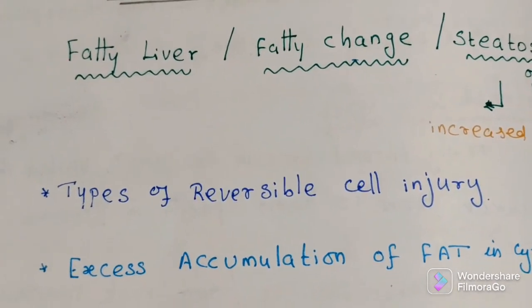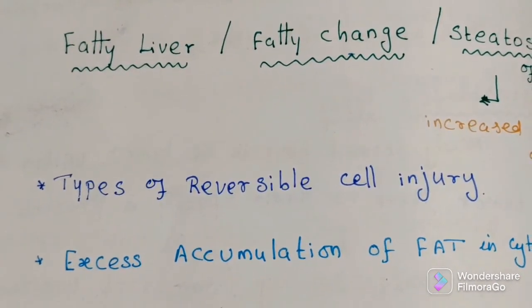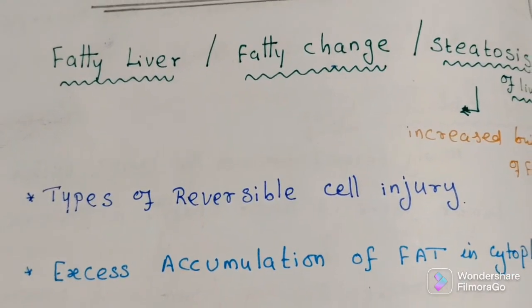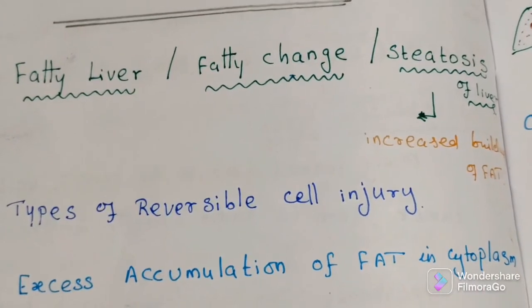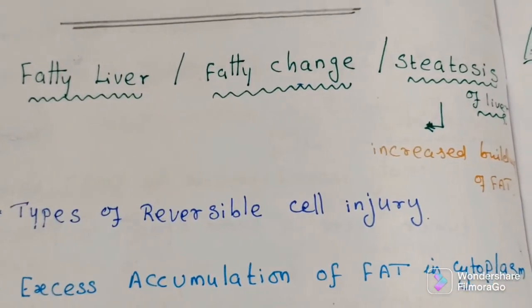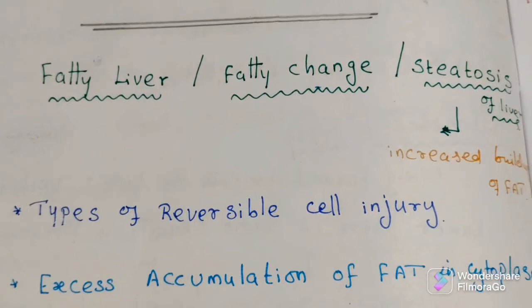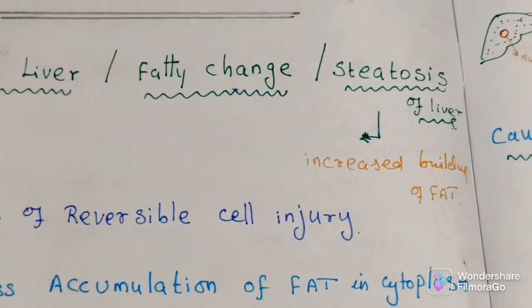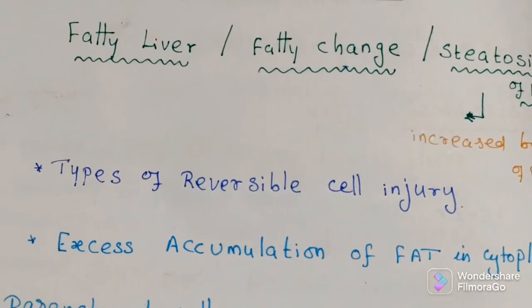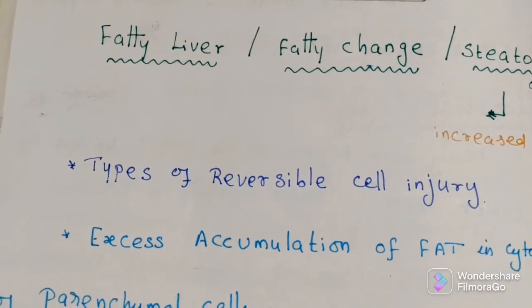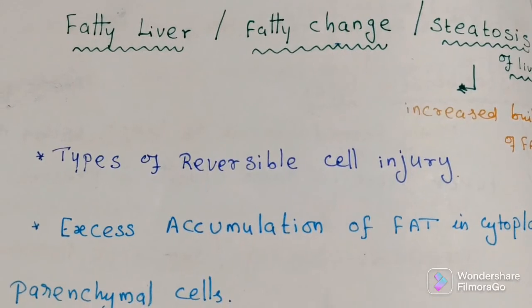In this video, we will discuss fatty liver. It is also called fatty change or steatosis of the liver. Steatosis means increased buildup of fat. So it is one type of reversible cell injury.